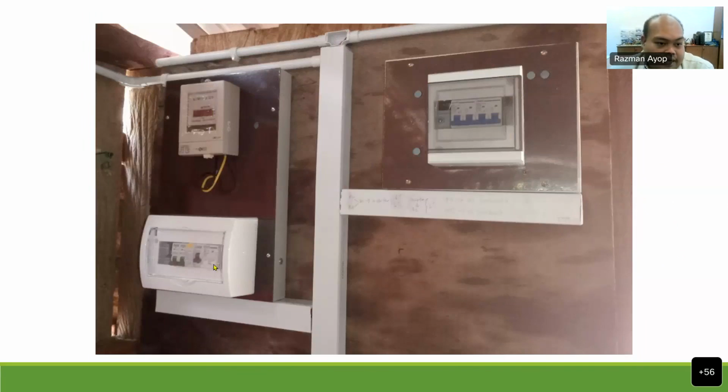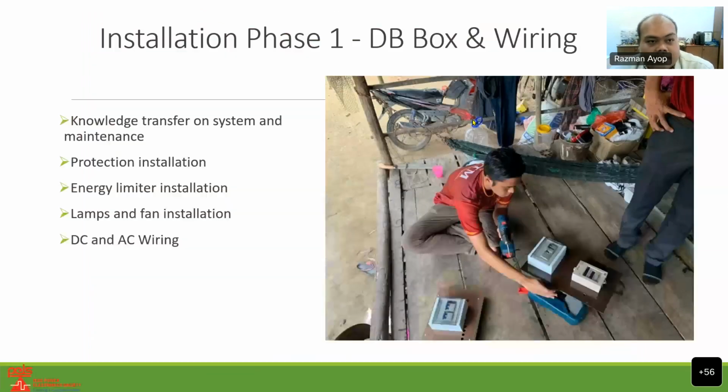So this is the AC, and this is the DC distribution board. We have 3 phases during the installation. The first phase is basically installing the DB board and wiring. At this house there is still no wiring, so we will install the wiring and, of course, the DB distribution board.